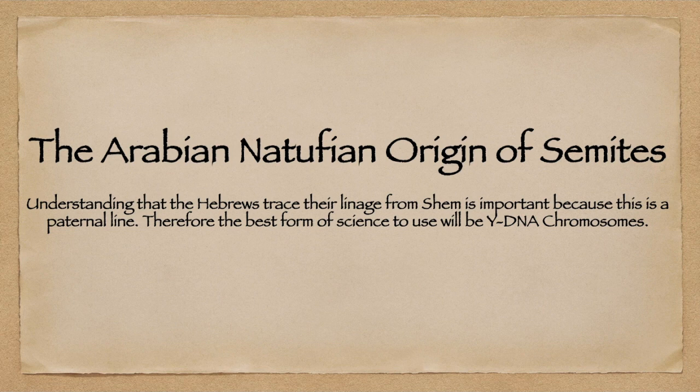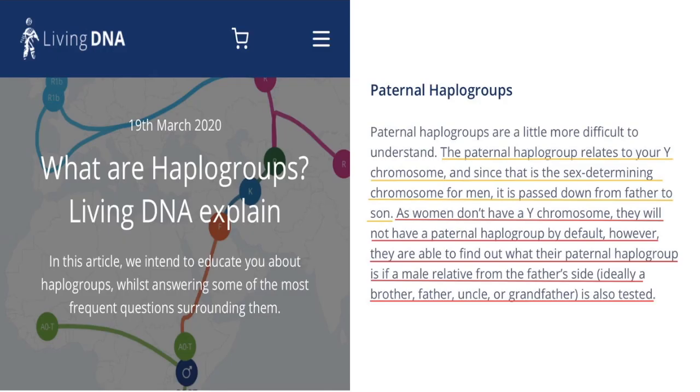Understanding that the Hebrews trace their lineage from Shem is important because this is a paternal line. Therefore, the best form of science to use will be a Y DNA chromosome. This is from Living DNA.